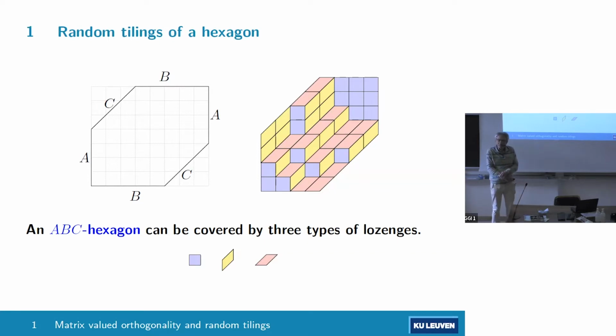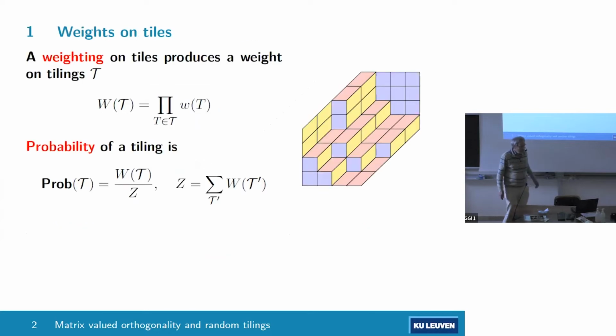From a probabilistic point of view, this is a very rich model. You can put some probability on these tiles, depending on the type of tile, and also on the location in the hexagon. Then you can sample from such a probability measure on this set of tilings and see what happens. In particular, in the large scale limit, you find nice pictures.